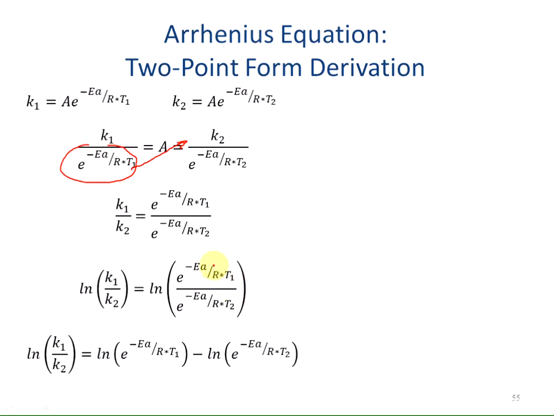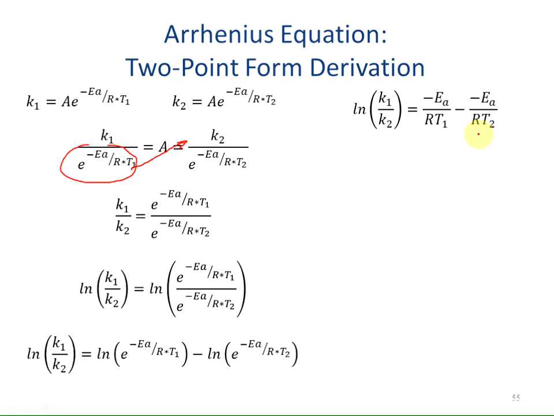Well, for the ln of this numerator and denominator, I can separate these out by saying the ln of the numerator minus the ln of the denominator. Then, since I've got the ln of e, that disappears, so now I just have the negative E sub A over RT1 equals the negative E sub A over RT2.